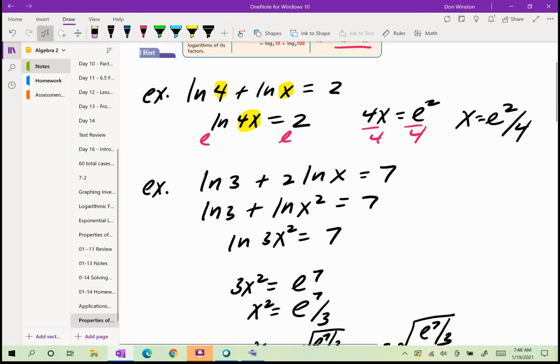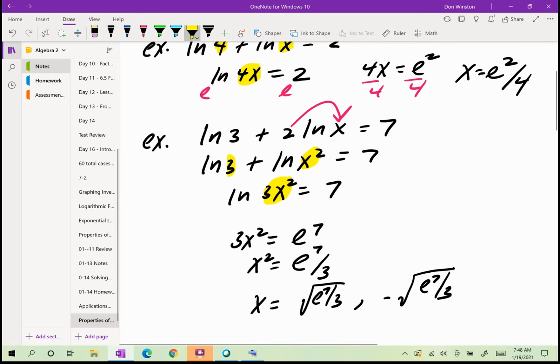Again, another example. I have the natural log of 3 plus twice the natural log of x. I have to first apply the power property. I need to move that 2 back up. So that gives me the natural log of 3 plus the natural log of x squared. And then 3 times x squared gives me 3x squared. So I have the natural log of 3x squared equals 7.